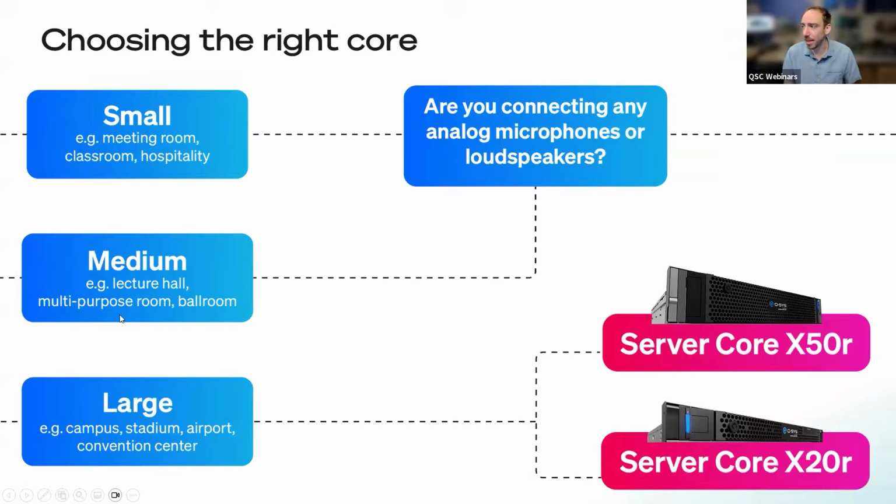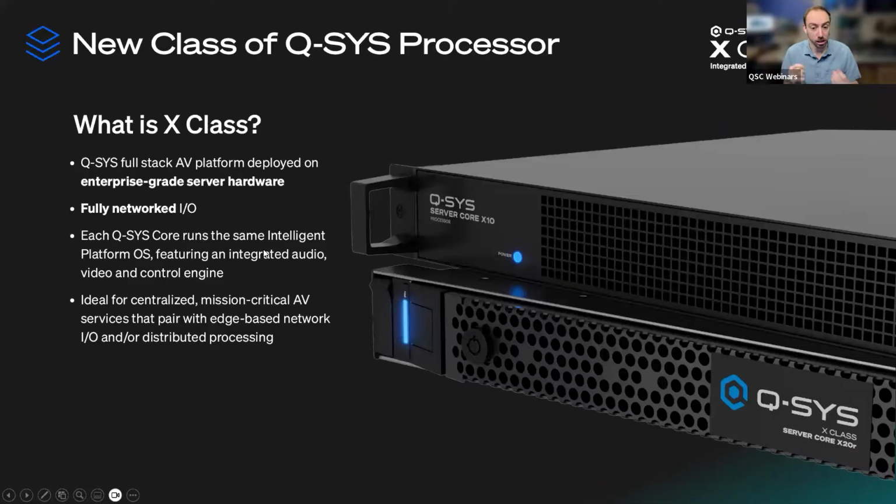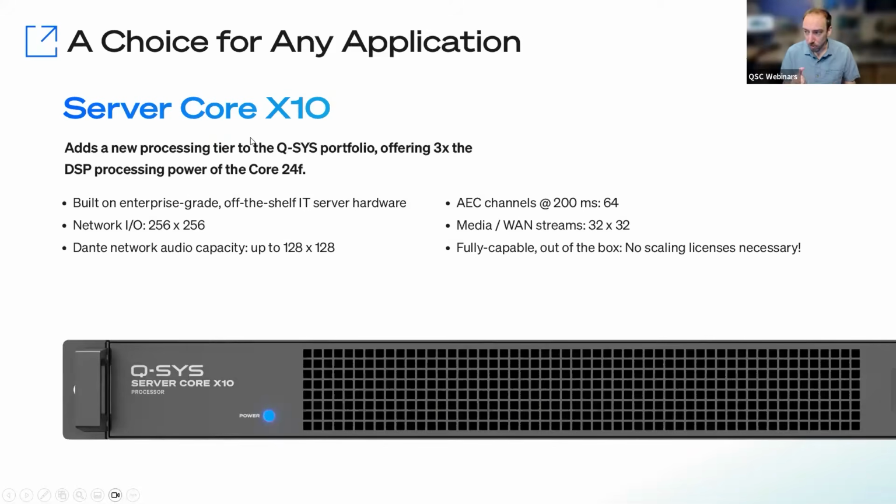But what if the answer is, I need even more power than what the Core 24 has? I absolutely need to take advantage of large horsepower. I need a lot of AEC channels. I need a lot of processing channels. I need to have a lot more network I/O. So the Core X10 is the smallest server core that we make. So this is 256 network I/O, 128 channels of Dante, 64 channels of AEC.